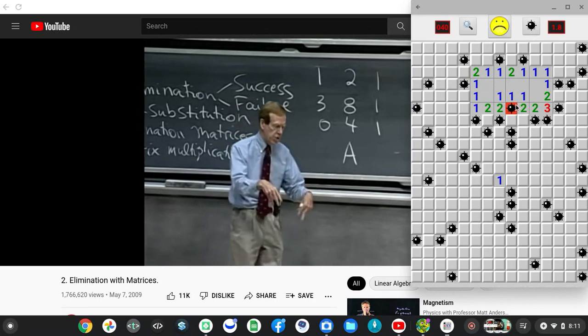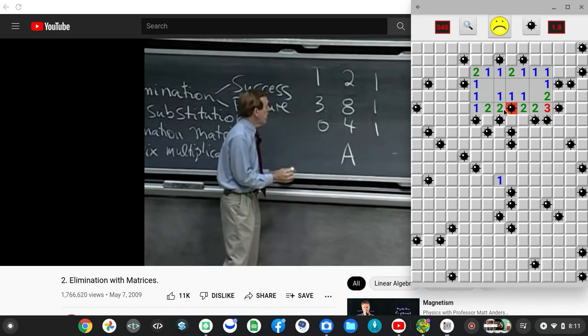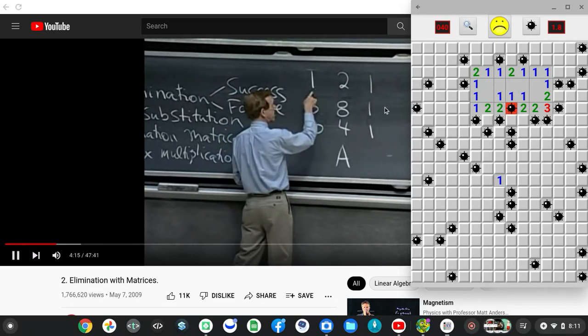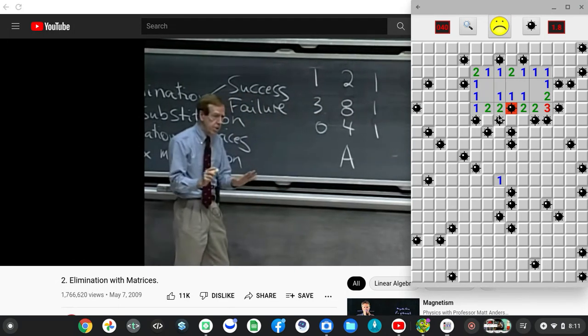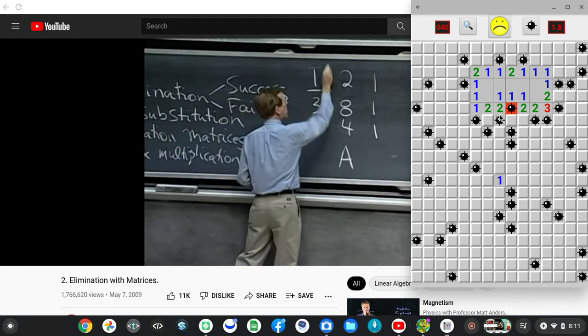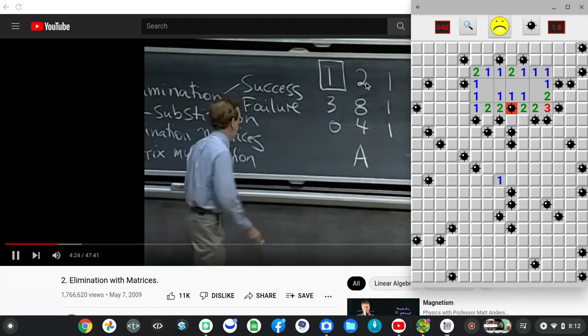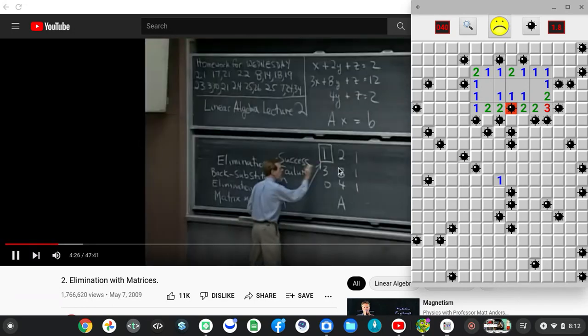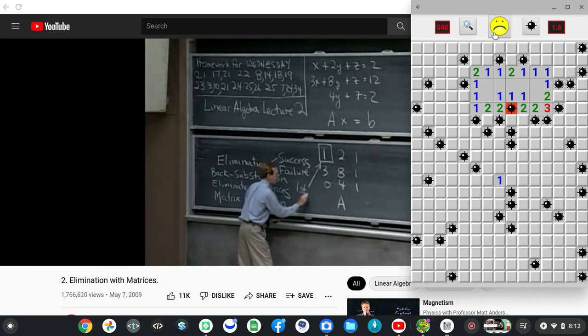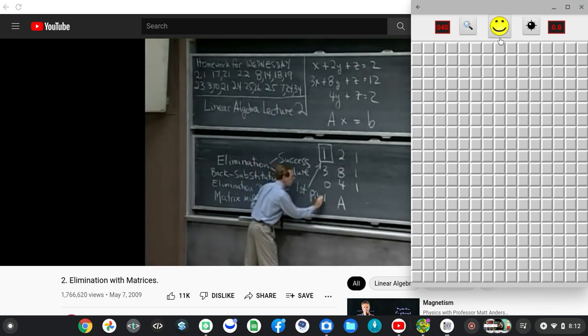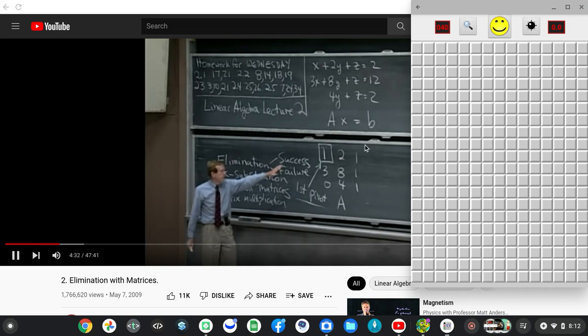I'll do a subtraction. First of all, this is the key number that I'm starting with, and that's called the pivot. I'll put a box around it.